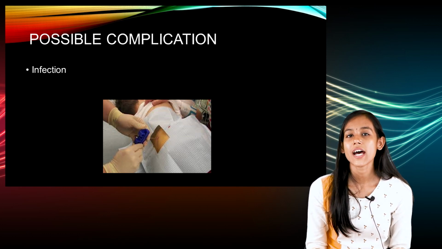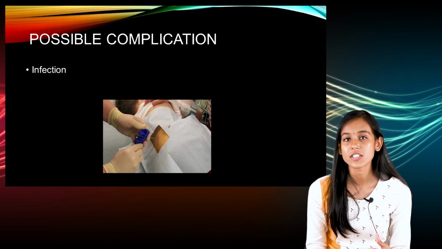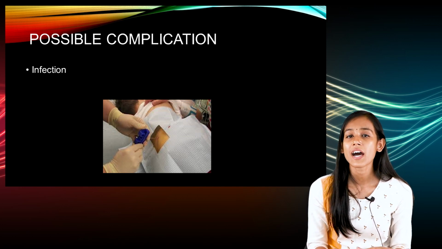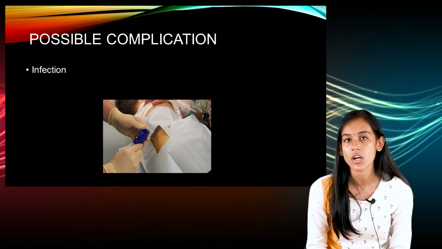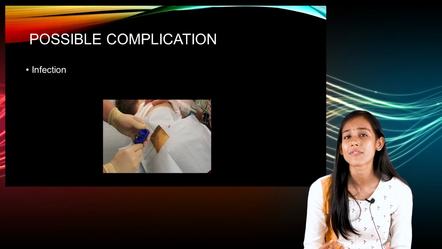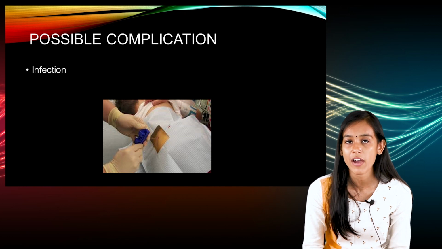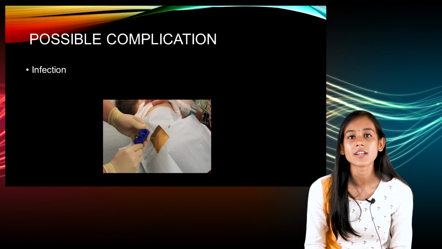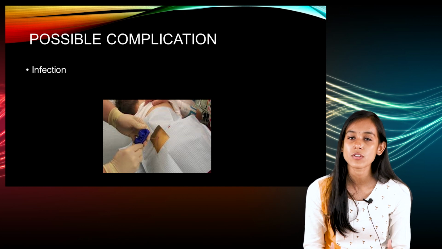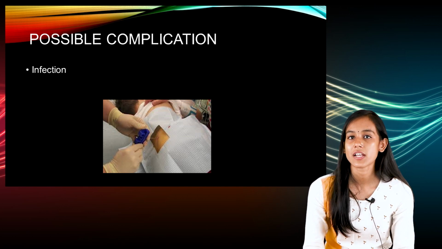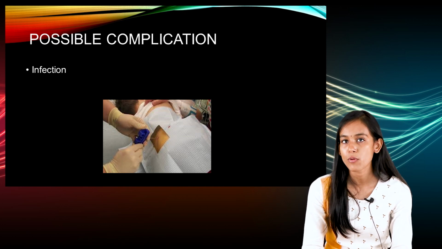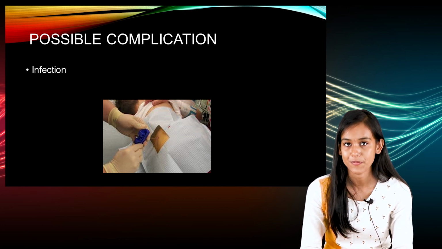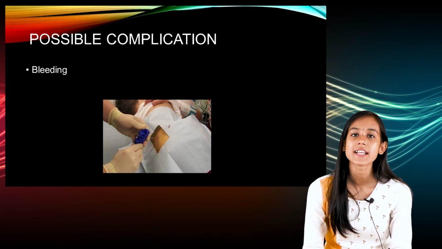And also, as we are invading the tissues and the bone, and we are gaining access to the bone marrow, there is a high chance that if the environment is not hygienic, or if infection is present in the environment, that might enter the bone marrow, and the patient or the child might have infection in the bone marrow. So this is a major complication of bone marrow aspiration, that is infection. And the next complication is bleeding.